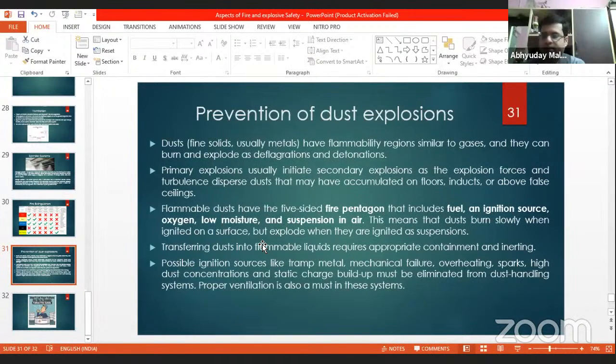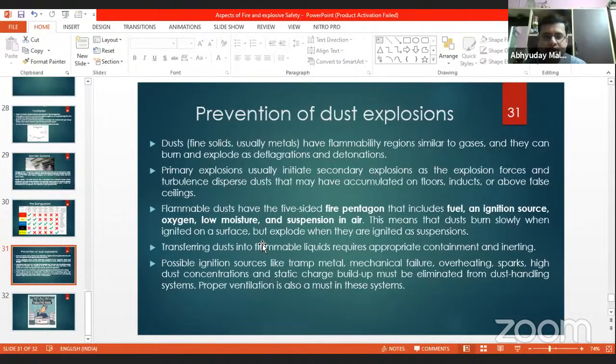And usually, in case of dust explosions, these solids are metals. These solids are flammable and they have flammability limits which are similar to flammable gases. They can burn and they can explode also as deflagrations or detonations. Now, a very dangerous aspect of dust explosion is that primary explosions will occur. The dust will explode if it comes in contact with some ignition source and if the concentrations are within the flammable regions. This is the primary explosion.